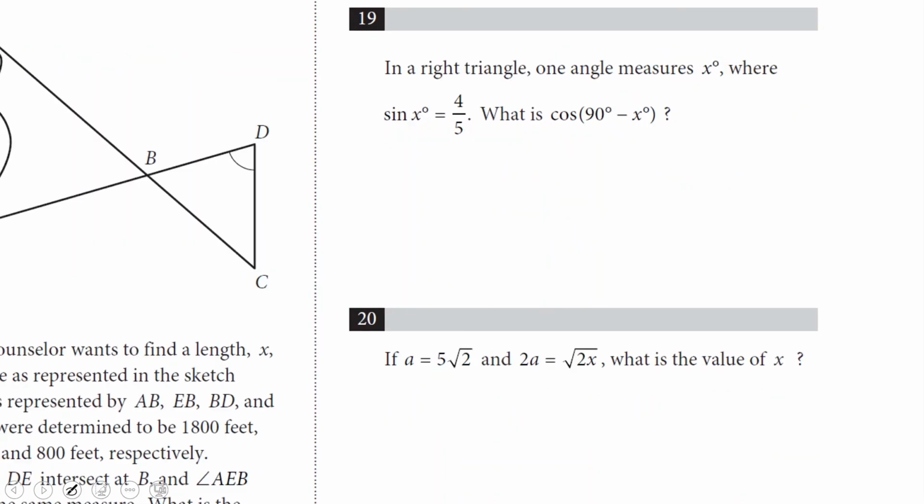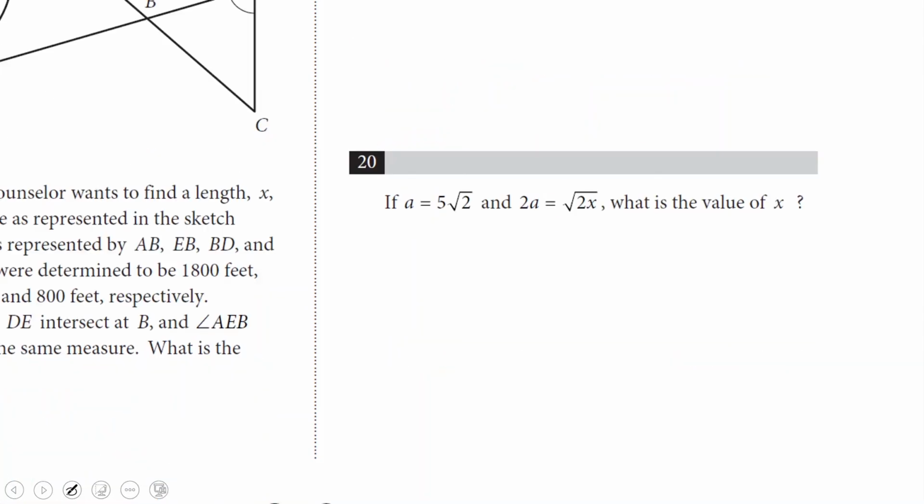Almost done. In the right angle, one angle measures x, where sine of x is 4/5. What is cosine? Same thing, guys. Do not solve it. It's the same exact thing. Last one. a is equal to 5 root 2, 2a is equal to 2 root 2x. What is the value of x?